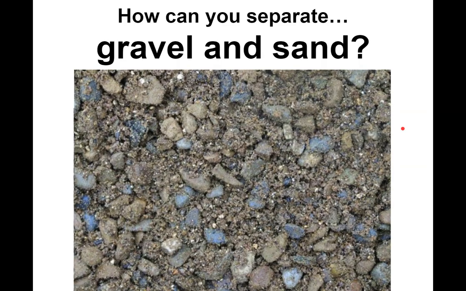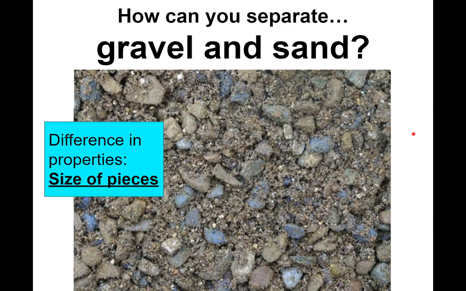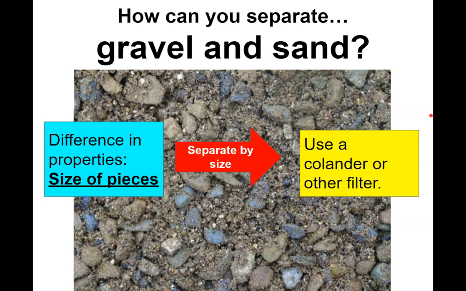Okay, so thinking about this, how would you separate gravel and sand? Well, let's think through. A difference in their properties between gravel and sand is the size of the pieces. The sand is much smaller than the big gravel. So you can separate by size. So how would you do that? You can use a colander or some other kind of filter that catches the bigger pieces but lets the smaller pieces go through.